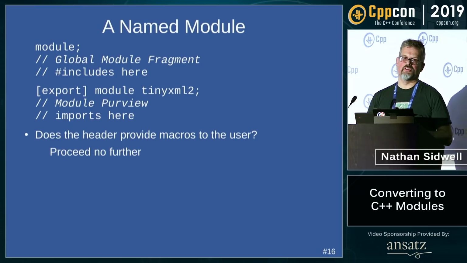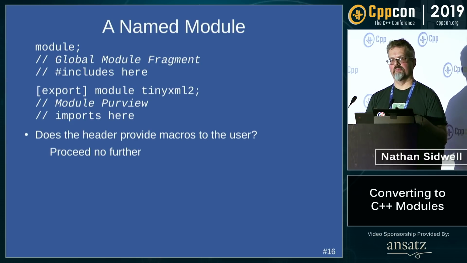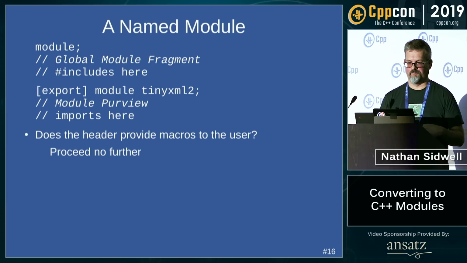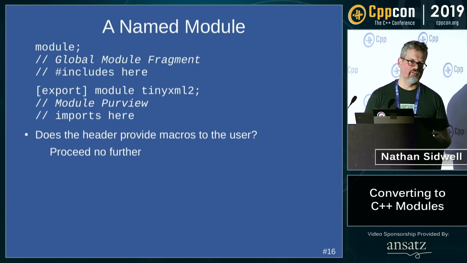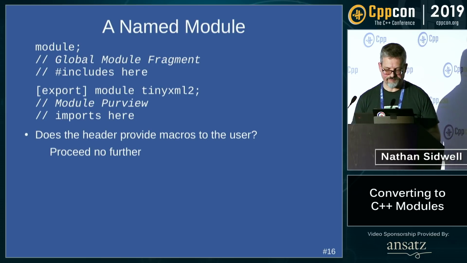The immediate question you need to ask yourself is whether your header file is making macros visible to the user, because at this point they will stop working. So if they do, you need to redesign your API or stop.